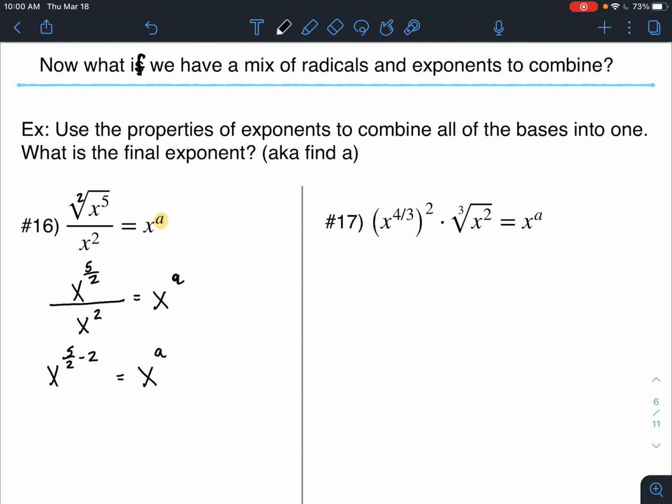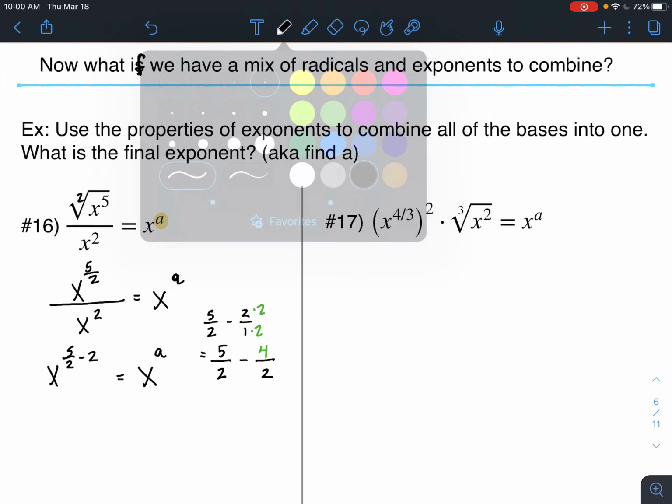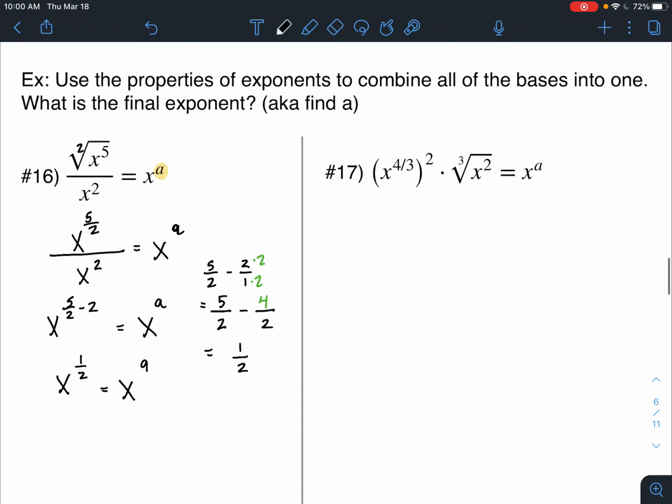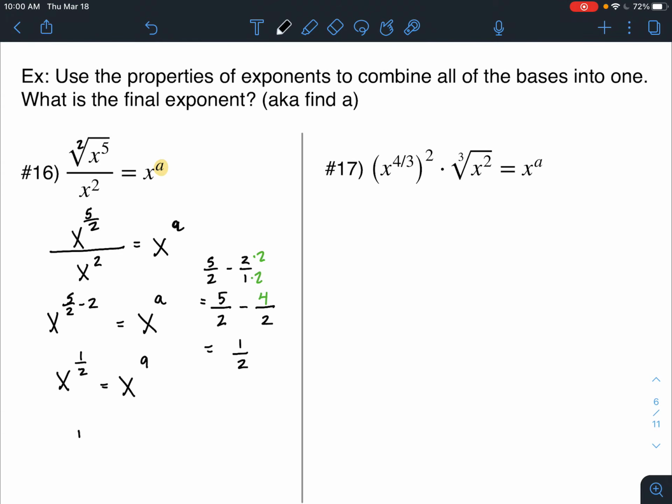Let's fix that. So again, I'm going to go off to the side and do my subtraction. And I'm going to put the 2 over 1 so it looks like a fraction. So my common denominator here is going to be a 2. So I would have to multiply 1 by 2. So 2 by 2 is 4. So 5 minus 4 is 1, so I'm going to get 1/2 here. So I get x to the 1/2 is equal to x to the a. So since the bases are the same, the exponents have to be equal. So 1/2 is equal to a.